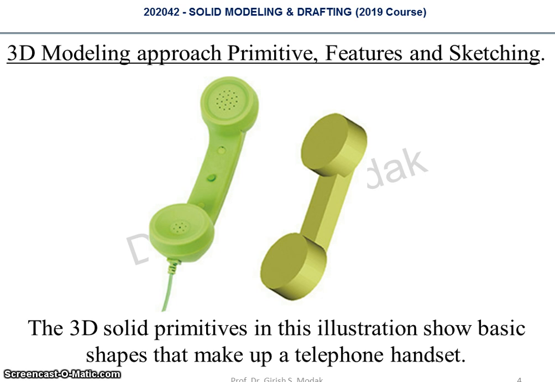We will find that the central rectangular block and the two protruding cylinders which are at the two ends of that block are the basic features. So when you need to create that object, first you need to get the rectangular block, place two circles on it, and extrude them to get the two cylinders. It is written over there that the 3D solid primitives in this illustration show basic shapes that make up the telephone handset of a landline. This way, by combining various features, you get the required 3D model.